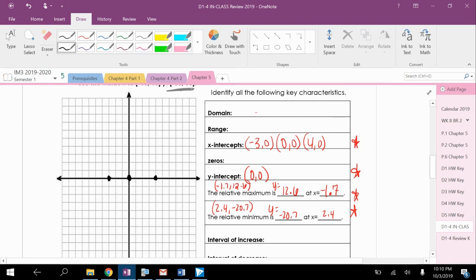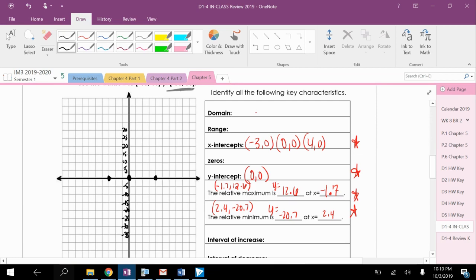Our relative max is going to be at 12.6. So maybe we want to go up by like 2s or 3s so that we can do this. Let's go by 5s. I feel like 5s are pretty easy. So 5, 10, 15, 20, 25, 30, etc. Same thing, negative 5, negative 10, negative 15, negative 20, negative 25, negative 30, negative 35, etc.